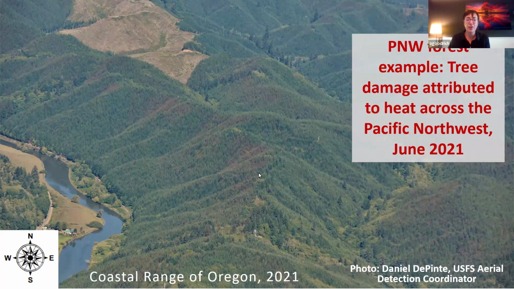This is a photo by our aerial survey detection coordinator, Daniel DePinte, and he took this great photo, and this is in the coastal range of Oregon, but this happened in Washington too, where all of the damage associated with this heat dome was occurring on these western sides of the slope, right? So we're not seeing the damage on the east sides of the slope, and it's just really obvious in this photo where that damage is occurring.